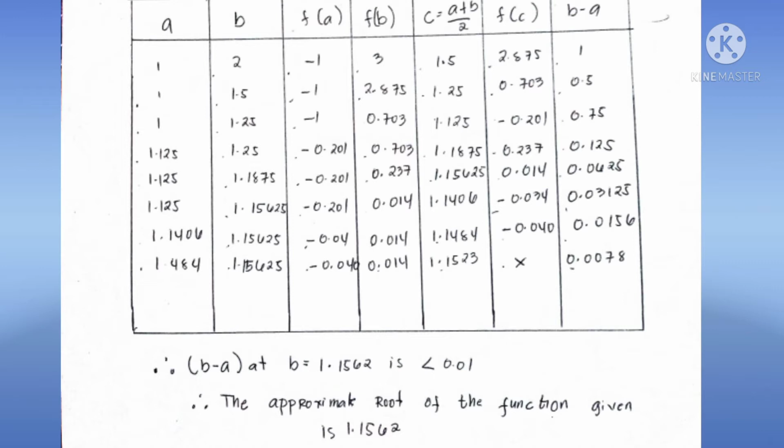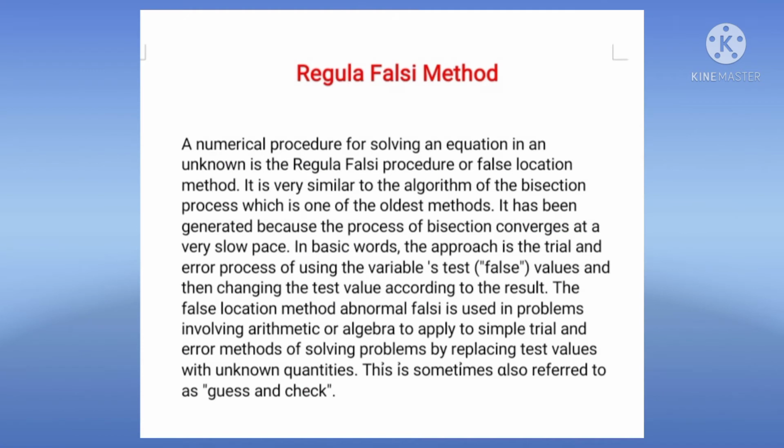In basic words, the approach is a trial and error process of using variable test values and then changing the test value according to the result. The false position method, or regula falsi, is used in problems involving arithmetic or algebra, applying simple trial and error methods of solving problems by replacing test values with unknown quantities. This is sometimes also referred to as the guess and check method. Now, I have here a sample problem for the regula falsi method.